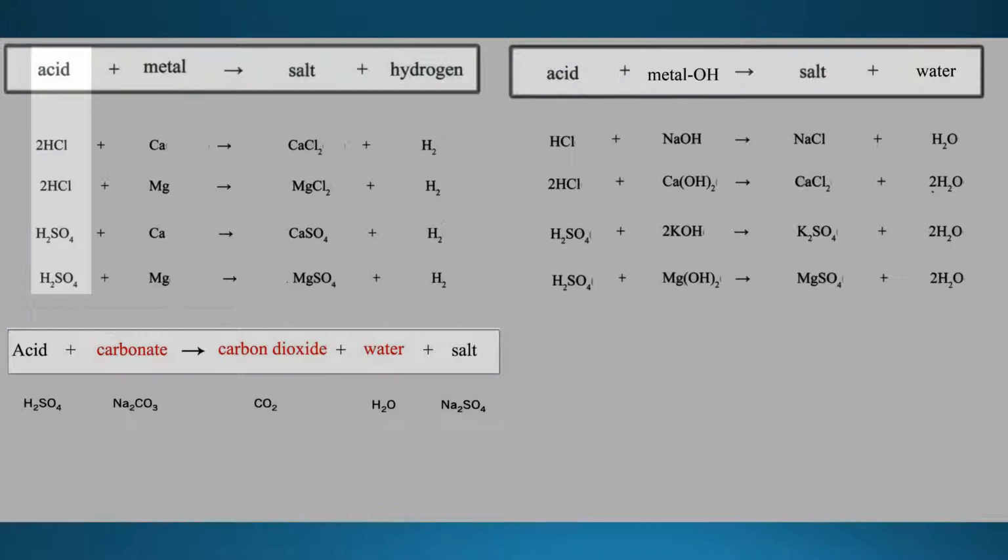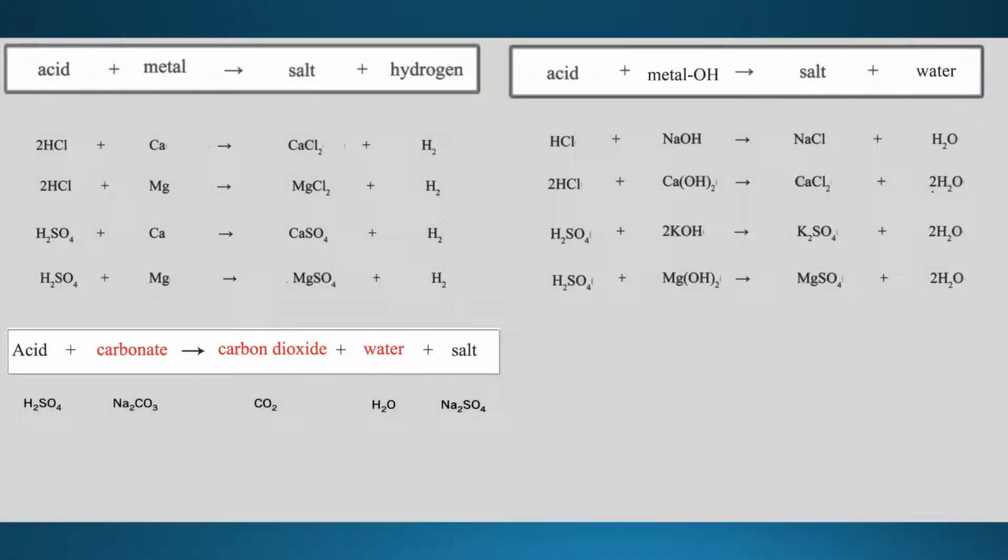If you react with any type of metal, as long as it is on the metal side of the periodic table, it will form salt and hydrogen gas. In the second equation, acid reacts with base, metal hydroxide, and they all form salt and water. You will notice these two equations have many similarities. They both use acid, but one forms hydrogen gas, the second forms water. So please learn these two equations well.